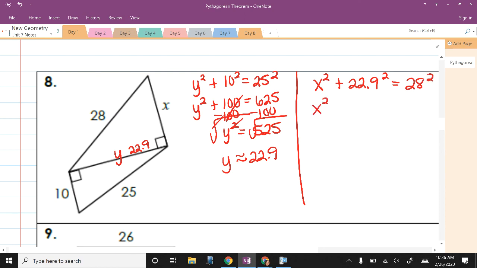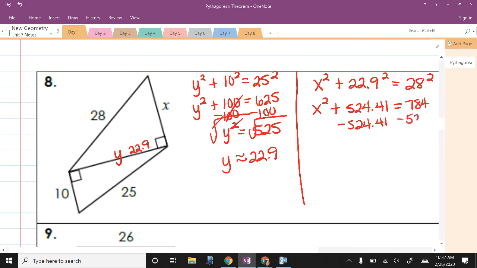Calculator will help me. 22.9 squared is about, I'll just go ahead and type it all in, 524.41. The less rounding, the more accurate. So I just like to wait and round to the end if I can. And then 28 squared is 784. So I subtract that.